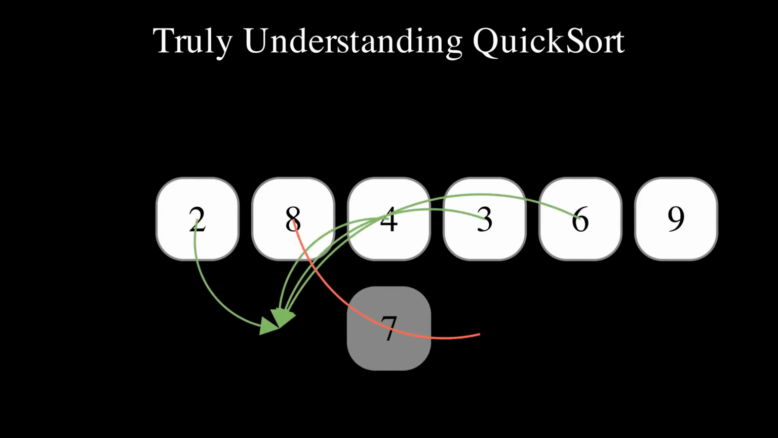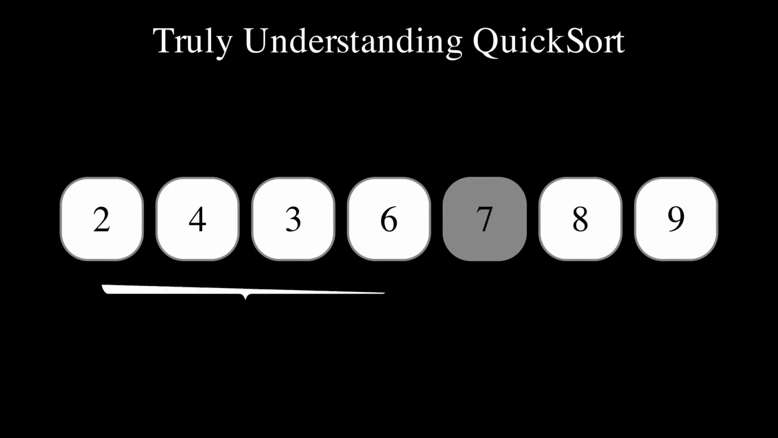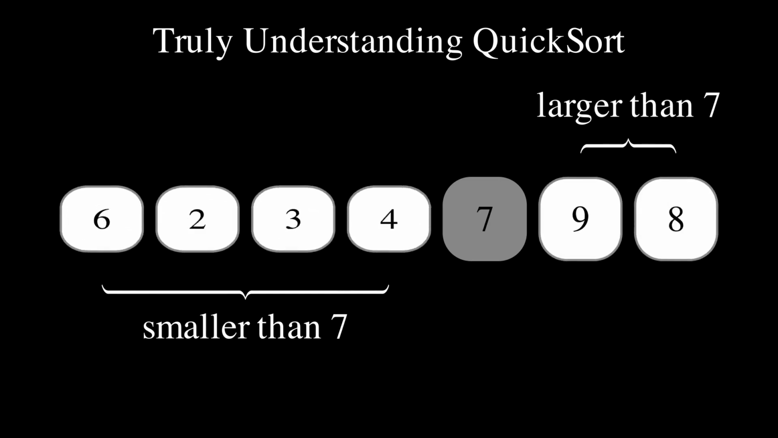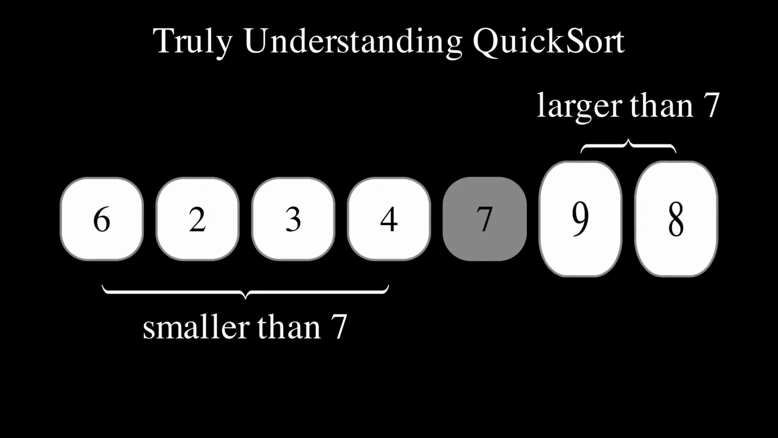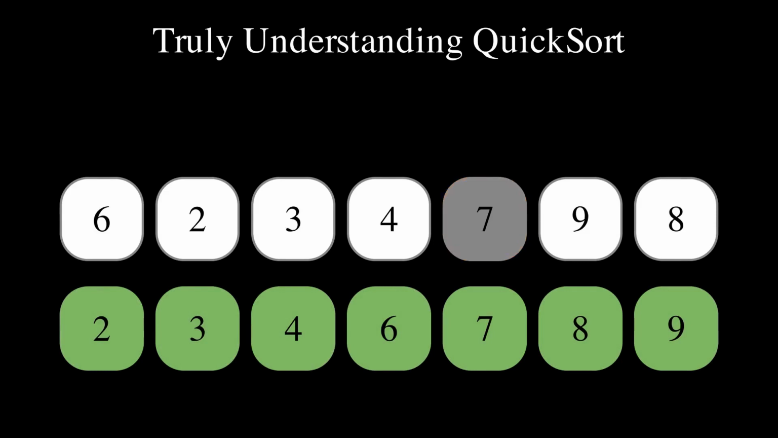The goal of the partitioning is to move all elements smaller than the pivot to the left and all elements larger than the pivot to the right. The elements on either side of the pivot are allowed to be in any order whatsoever. What is important is that the elements on the left are smaller than the pivot and the elements on the right are larger.